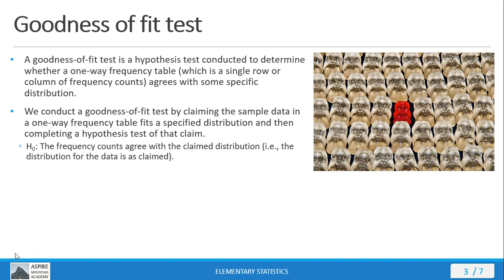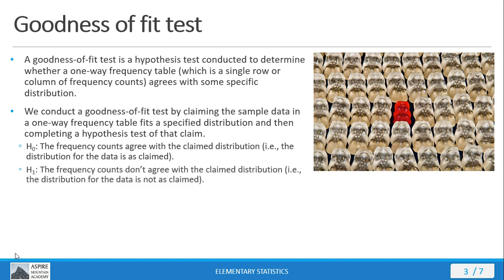Our null hypothesis will be that everything matches up, okay? Remember, the null hypothesis is by definition a statement of equality. So in this instance, equality means the distributions are matching up. They're the same. Our alternative hypothesis is pretty much going to be set. It's going to be that the frequency counts don't agree with the claim distribution. So there's going to be some difference somewhere, something that's statistically significant, okay?